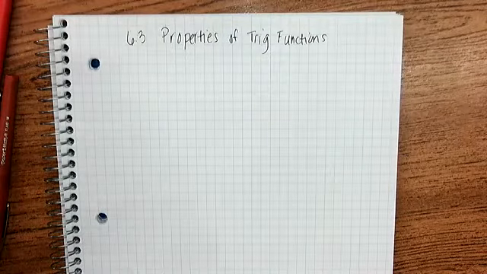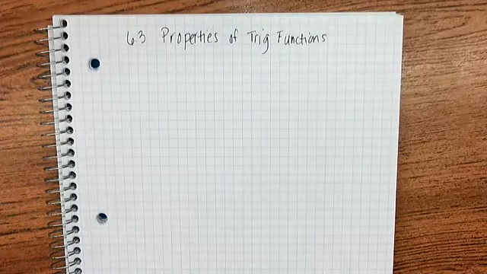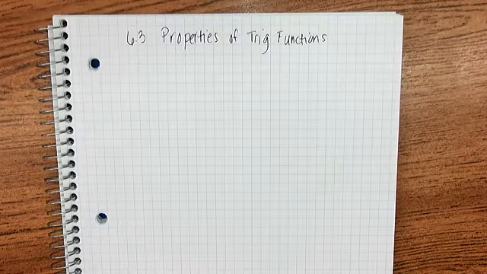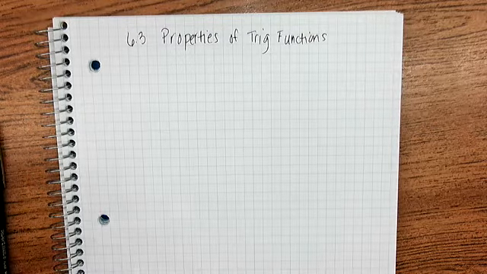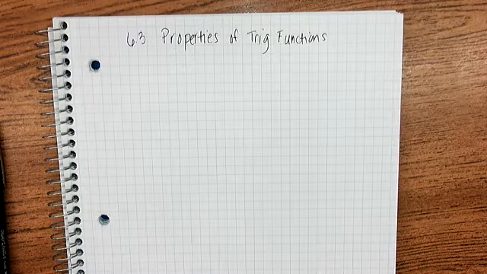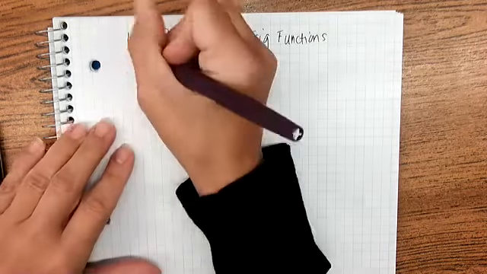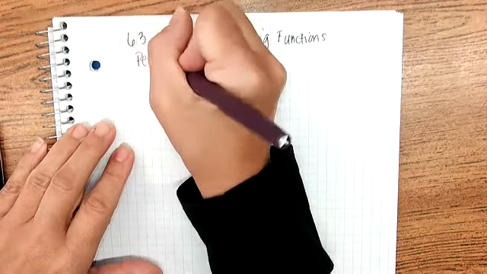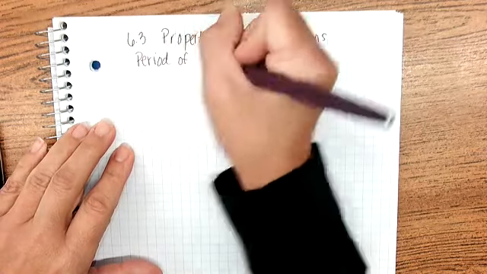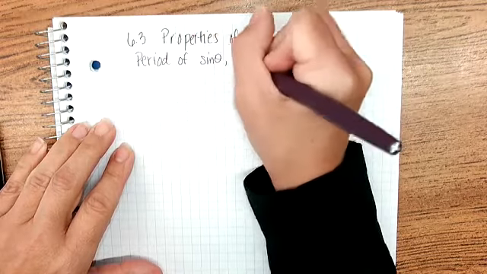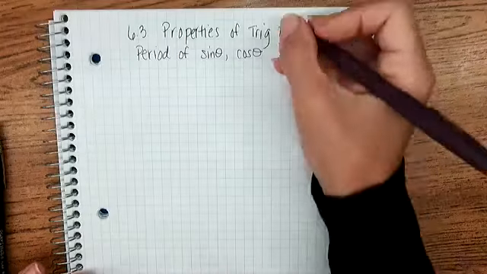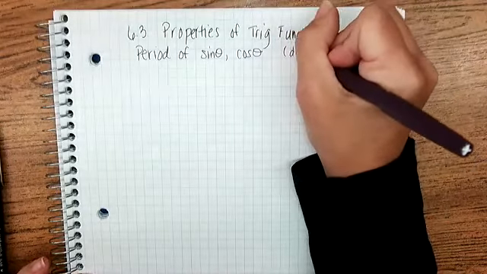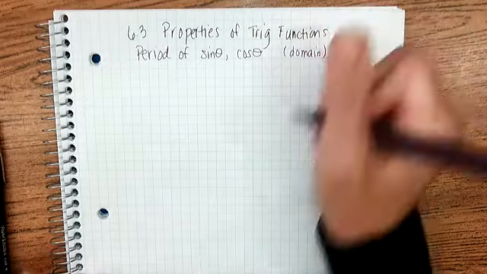This video is primarily going to cover domain and range of the 6 trig functions: sine, cosine, tangent, cosecant, secant, cotangent. First thing I want to talk about are periods of the sine and cosine. Let's talk about the period of the sine and cosine, and this will lead us to the domain. We're not going to worry about tangent and cotangent just yet.